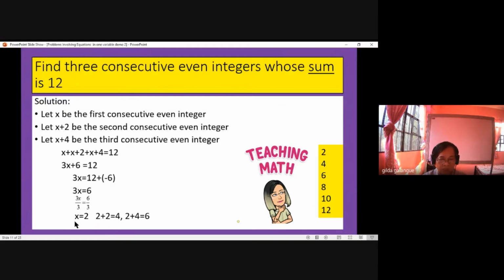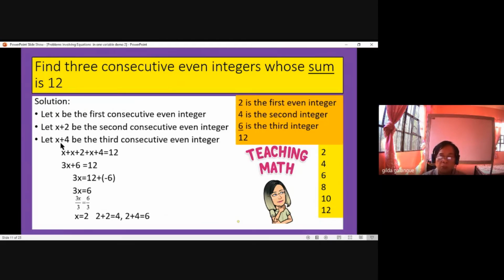So if x equals 2, this is 2 plus 2, and 2 plus 2 equals 4, and this is 2 plus 4, and 2 plus 4 equals 6. So we have the result. 2 is the first consecutive even integer, 4 is the second consecutive even integer, 6 is the third consecutive even integer, and the sum of the three is 12.